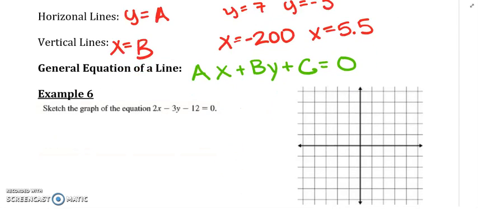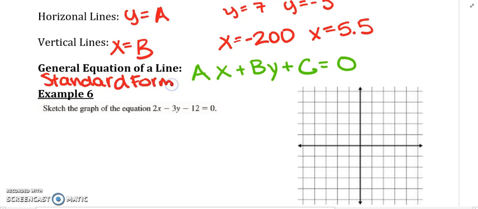Here's your general equation of a line, or we normally call it standard form: ax plus by plus c equals 0. We don't use standard form a whole lot. I don't really expect you to write them in standard form often. Sometimes it's helpful to find intercepts, things like that. But it says sketch the graph of this equation. Well, in order to sketch it, we have two options. We can either plot points, which is probably everyone's least favorite option, or we can solve for y and put it in slope-intercept form. That's really what you should go with.